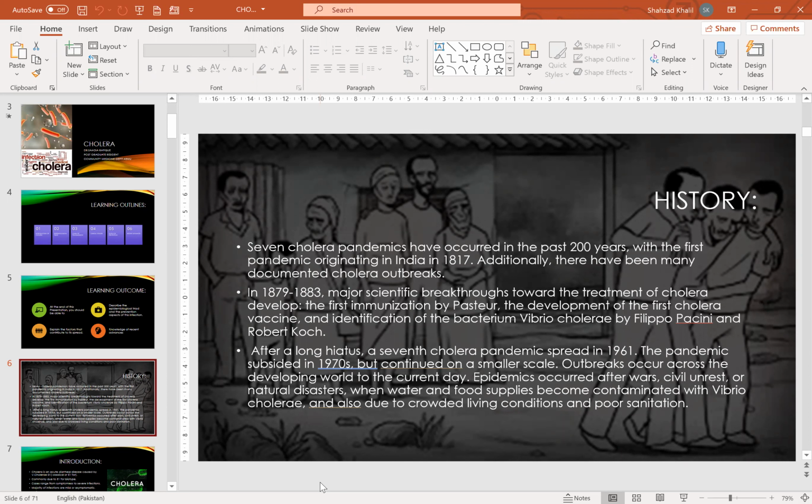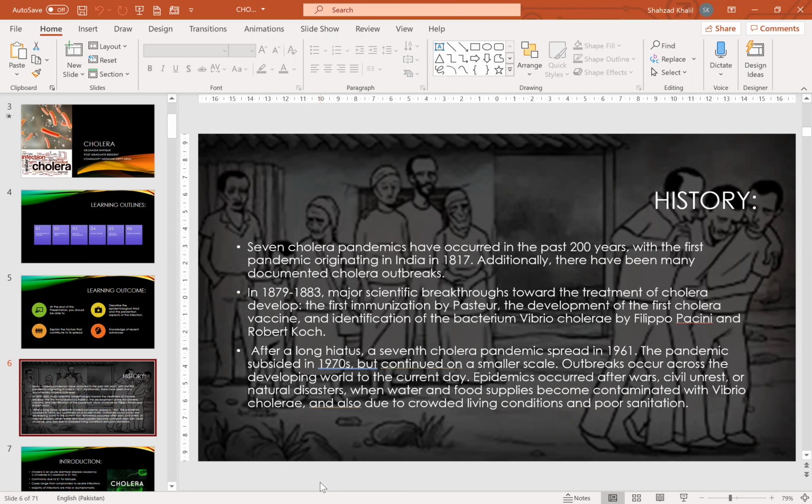After a long hiatus, a seventh cholera pandemic spread in 1961. The pandemic subsided in the 1970s but continued on a smaller scale. Outbreaks occurred across the developing world to the current day. Epidemics occur after civil unrest or natural disasters, when water and food supplies become contaminated with Vibrio cholerae, and also due to crowded living conditions and poor sanitation.